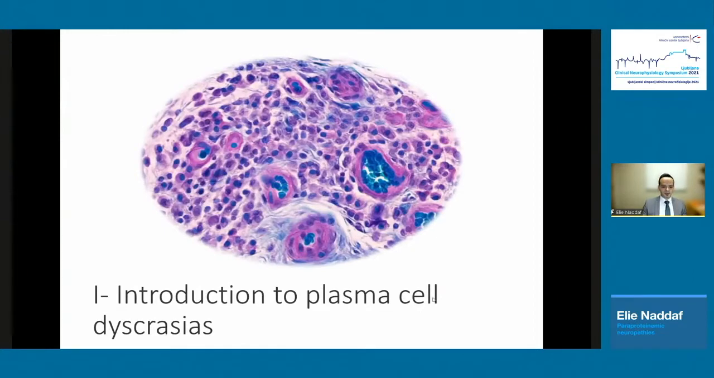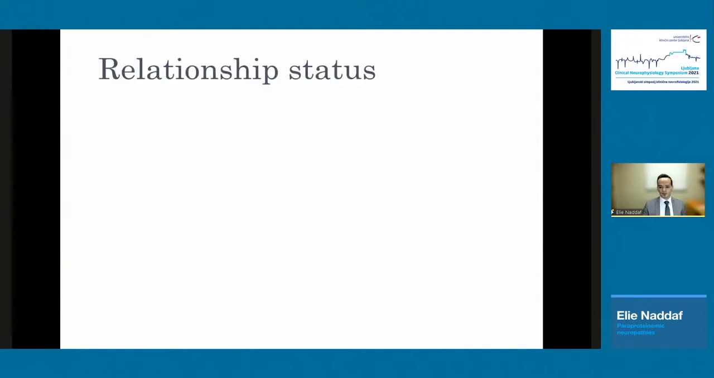So let's start with the introduction to plasma cell dyscrasias. Paraproteinemic neuropathy indicates there is a paraprotein or a monoclonal protein secreted by a plasma cell that's causing or associated with the neuropathy. So plasma cell, as you see in this photo, this is actually a biopsy from a patient with Sjogren neuropathy. The plasma cells are characterized by their eccentric nucleus and abundant cytoplasm. And they have quite a distinctive function of secreting immunoglobulin or monoclonal protein.